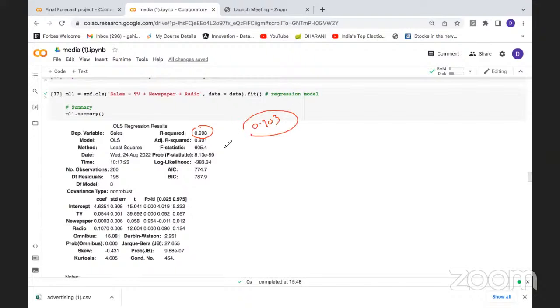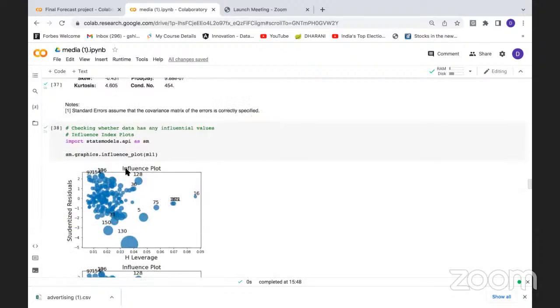But the only flip side of our model is that the p-value of newspaper is not up to the mark. You have to put an eye on it because the p-value is high. You cannot take this value and go to prediction. That is it. Why is the p-value very, very high for the newspaper? If you start digging into that, we will understand a few other things.